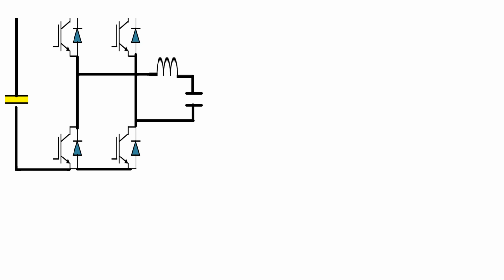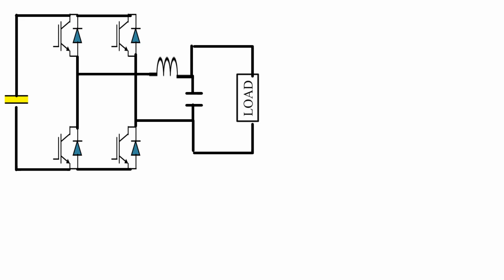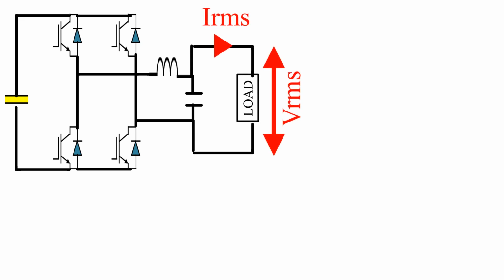Before proceeding further, let me give you a brief idea about what is active power, what is reactive power, and what is apparent power. Now, consider a single phase inverter with I RMS as the RMS value of load current and V RMS as the RMS value of load voltage and phi as the angle between voltage and current.